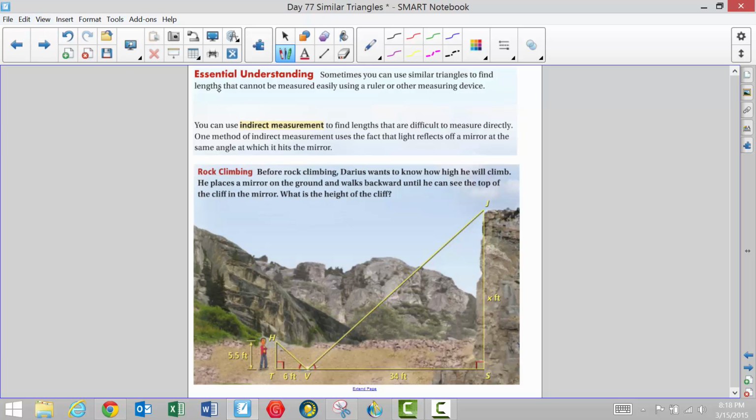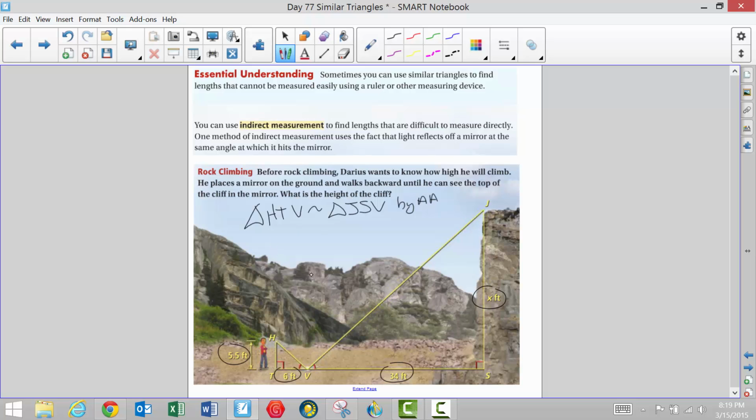So in this case, I want to know what x is. Here's x, and here's 5.5, 6, and 34. So I know that triangle HTV is similar to triangle JSV. So I know they're similar by angle, angle. I have my 90 degree angle, 90 degree angle. My angle of reflection is going to be congruent, because there's a mirror there. Again, these are not vertical angles. This is the angle of reflection. Angles of reflection are always congruent.